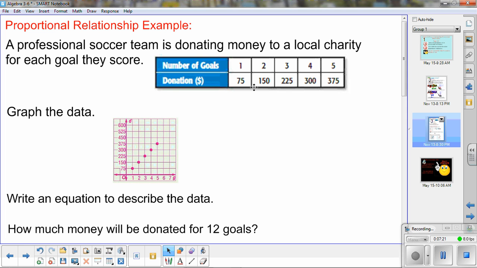You could find that out by doing the change in the y over the change in the x. And it goes through 0, 0 because for 0 goals, there's 0 donations. So this right here would be an example of a proportional relationship. What we want to do is write an equation to describe this data.